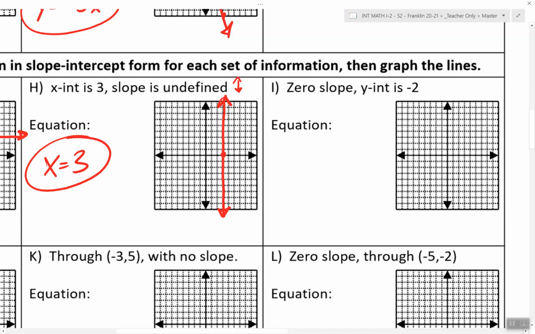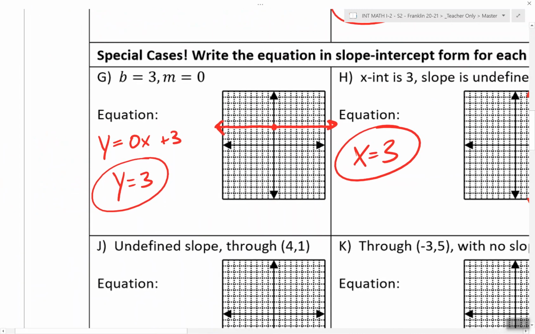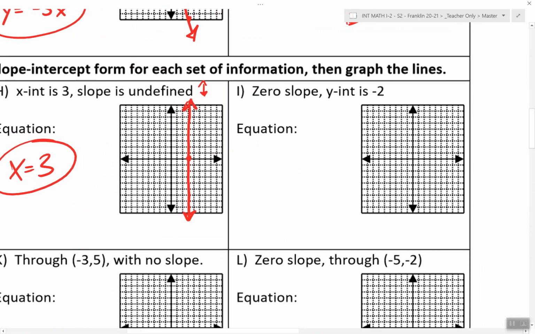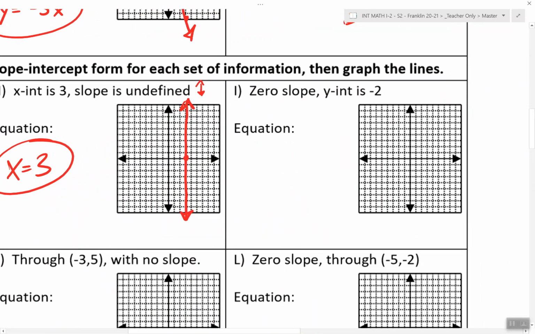Okay, example I, 0 slope, y-intercept is -2. So this is just like example G, 0 slope, except the y-intercept is different. So y equals -2. And so we're going to go down 2, and then our 0 slope gives us a horizontal line through that point. So y equals -2 there.